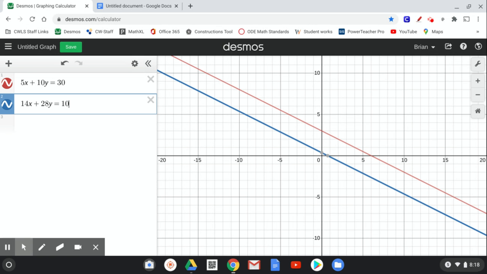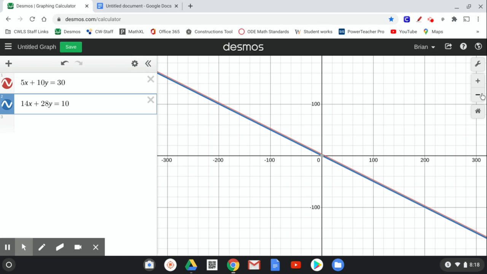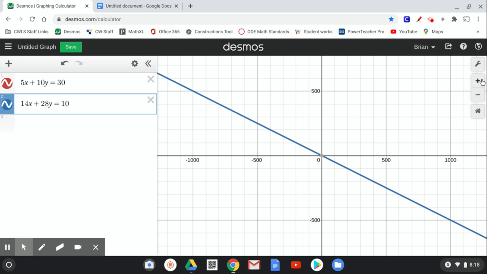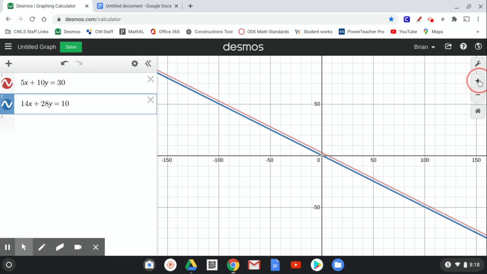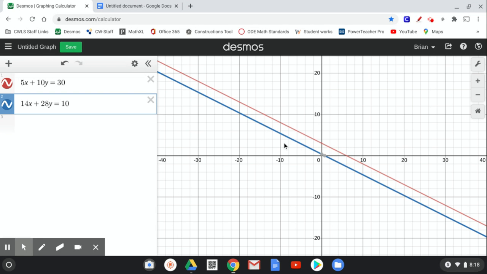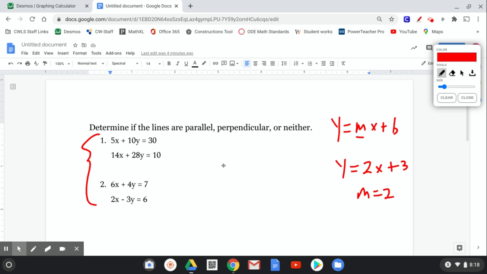And so when you look at these two lines, we have the graph of the red one and the blue one. If you zoom out, and I'd encourage you guys to zoom out, you get so far out that they look like they're almost the same line, right? But at the same time, we notice that they're never intersecting, okay? And lines that don't intersect and that run next to each other forever are going to be parallel. So these first two, those are parallel. So that's what you're going to write down for that one.